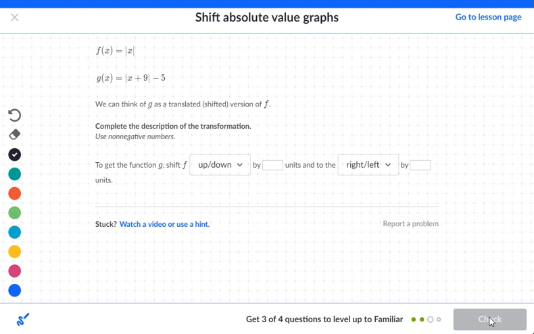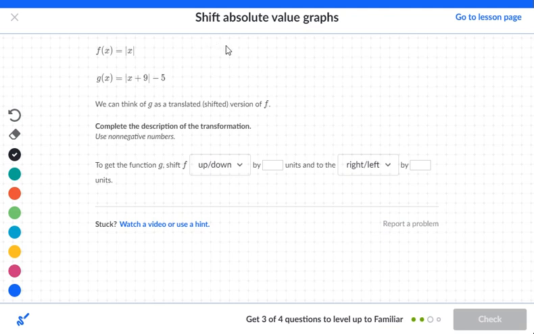Okay, so we have the following. We have the f of x, and what the f of x shows is this is the original equation. So this is what everything is built from. It's built from f of x, then the absolute value, then the x. Now this is what our new absolute value is.